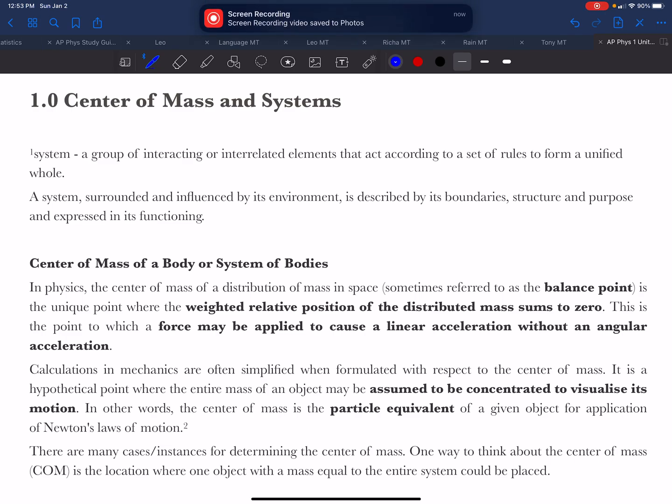Now that we've spoken about mass, we want to talk about an important concept in physics. It's the center of mass as it relates to systems. Now, these are two particularly important words. So let's start out with system.